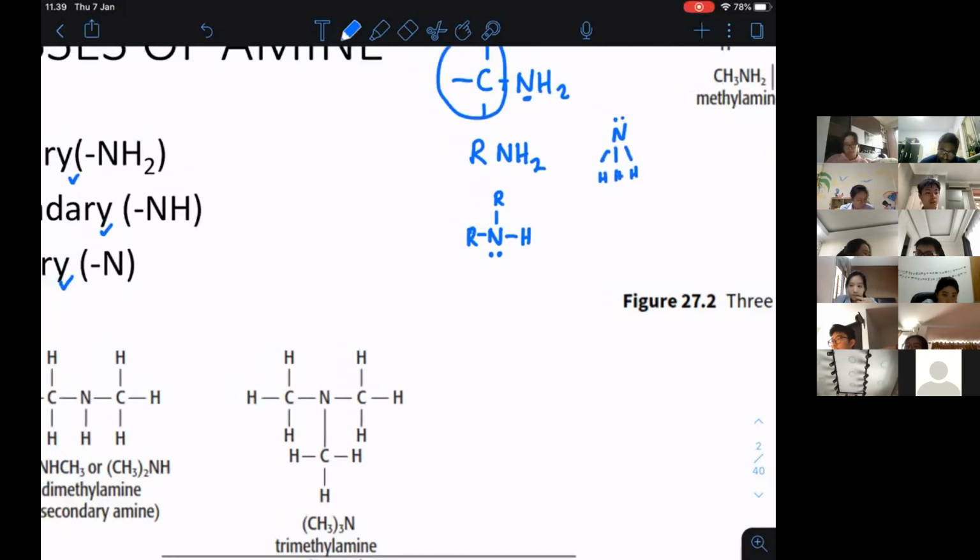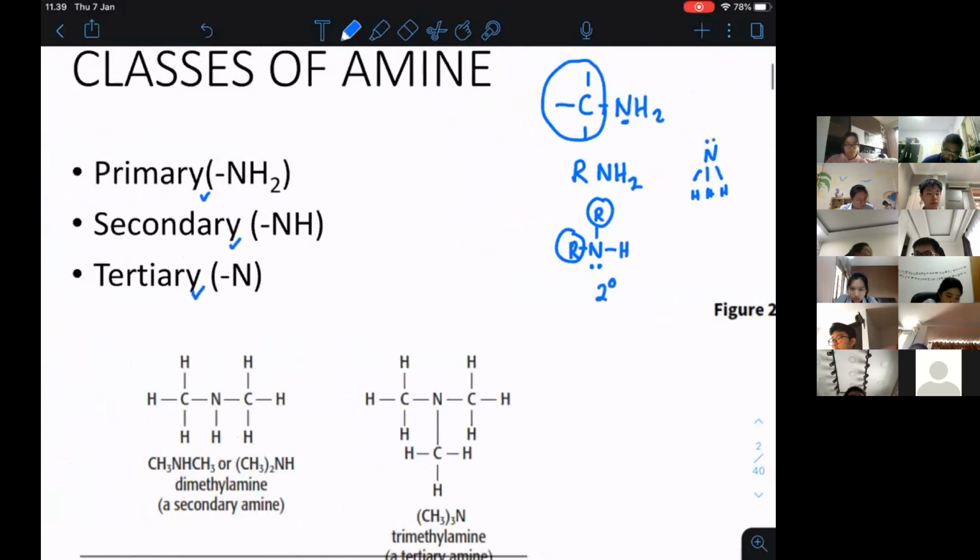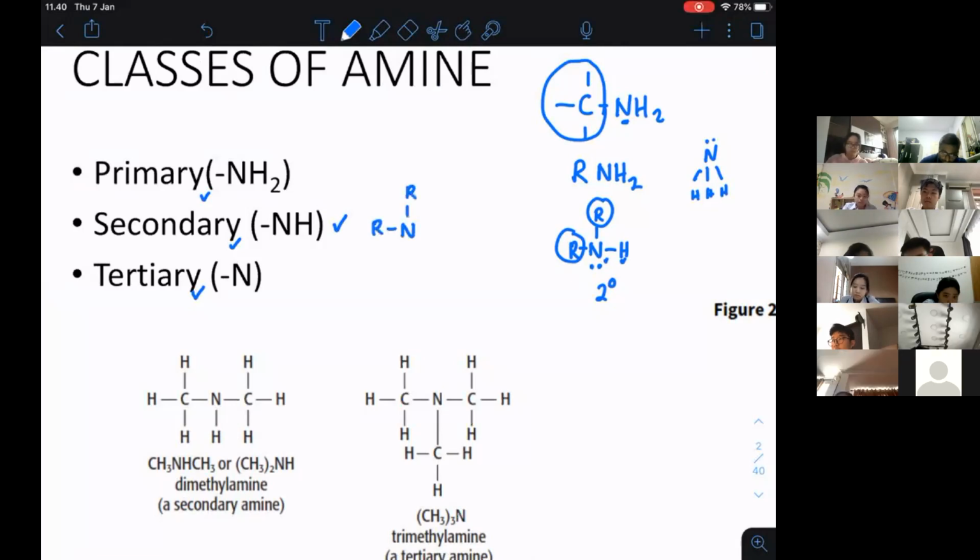If you have 2 R groups, that is going to be a secondary amine. This one they say NH. Why NH? Because they have N and H. Or if you have tertiary, the N is bonded to R and another R, so there is going to be a lone pair of electrons. So this one is going to be just N alone. This is what we call a tertiary amine.